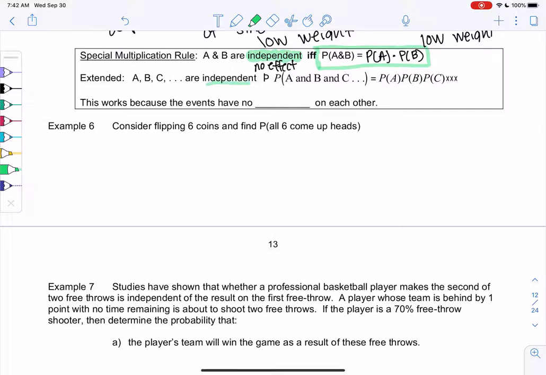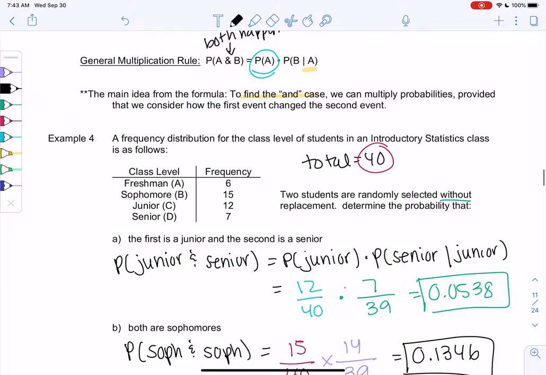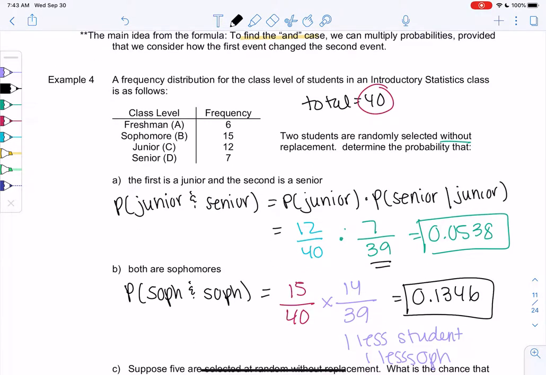And it can be extended. So if we have three or four independent events, we can just keep multiplying. This is allowed because they have no effect on each other. So we did this example before, right? We were allowed to multiply, but there was some sort of effect. But when they're independent, there's no effect, so we don't have to worry about the probability changing. When we were looking at freshmen and sophomores, we took a student out of the room, so it had an effect and changed the total. But with independent, that wouldn't happen.